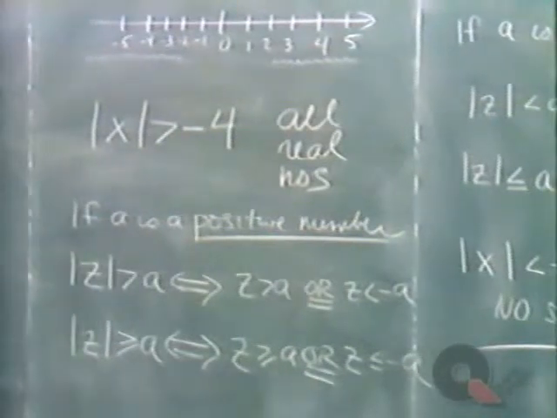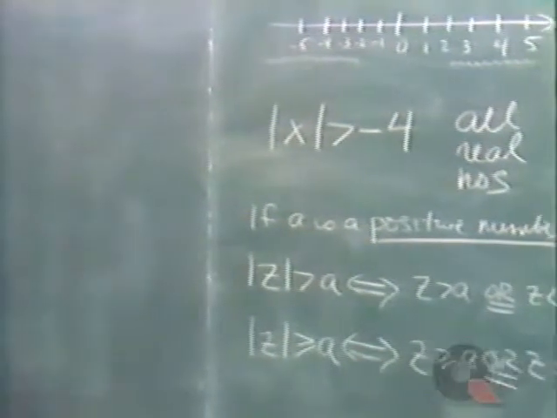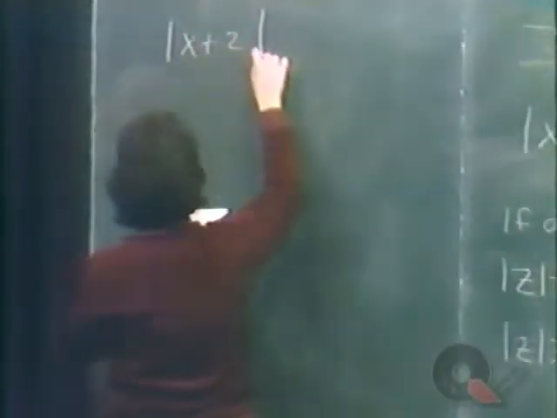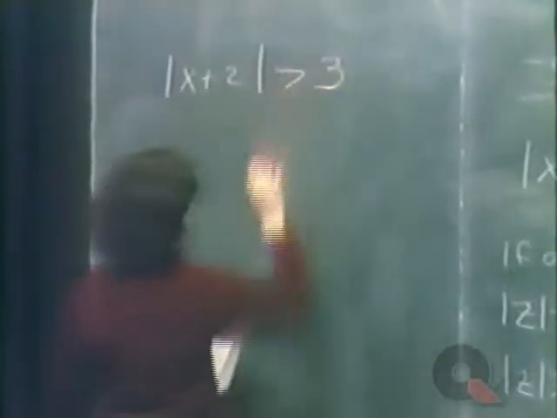Okay, let's try to work out some more complicated greater than inequalities. The absolute value of x plus 2 greater than 3.